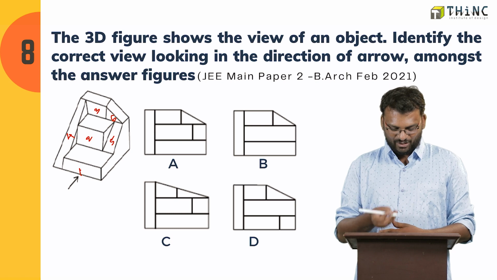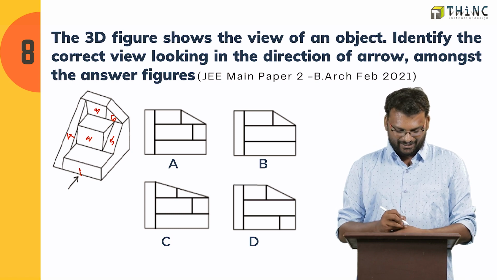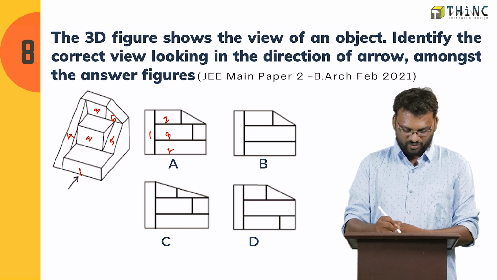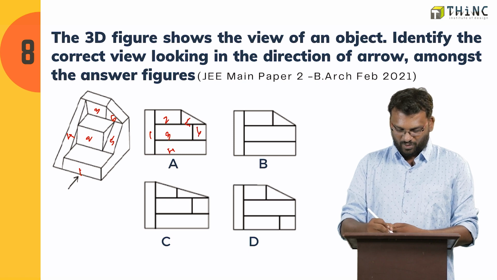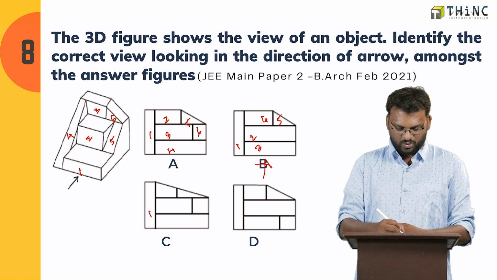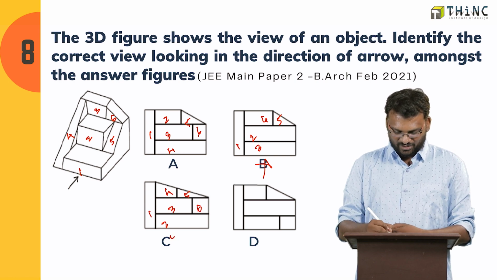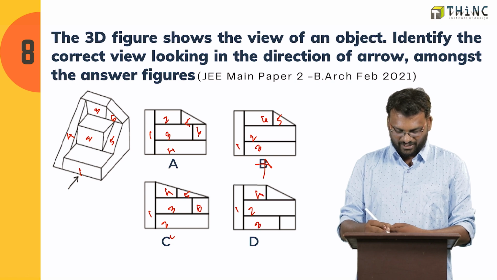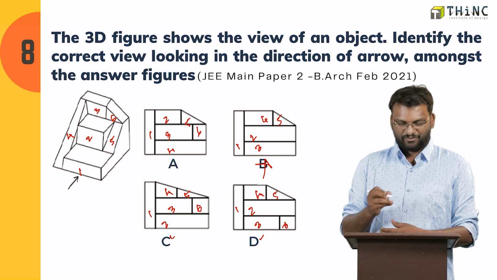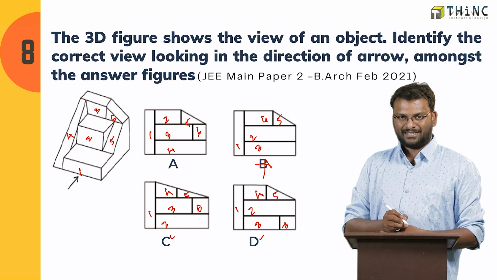Even with the orientation you can eliminate C. Anyway, we can apply the counting method. 1, 2, 3, 4, 5, 6 over here. 1, 2, 3, 4, 5 over here. Option B eliminated. 1, 2, 3, 4, 5, 6. Option C keeps here. 1, 2, 3, 4, 5, 6. So option B is eliminated through the counting method itself.